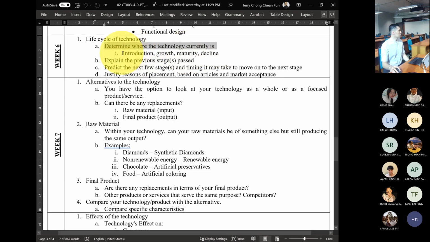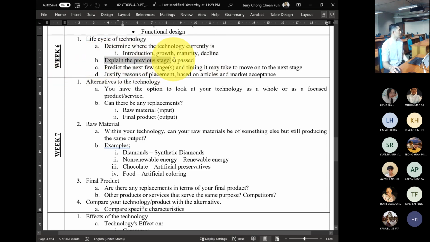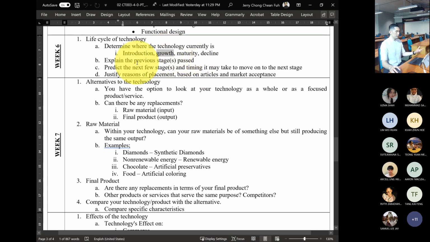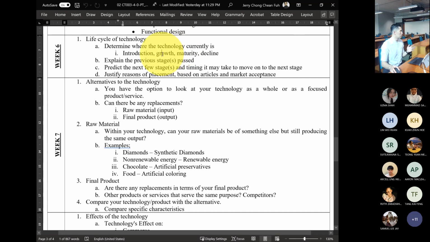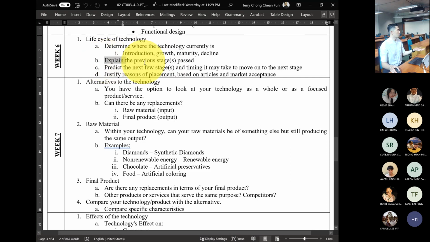I will explain this further because, as I mentioned, we will cover this in your lecture this week. Explain the previous stages that have passed. So, for example, if you place them under growth, you will also need to explain when the technology went through introduction. How many years ago was it going through that phase, that now you're saying it's under growth? If you're saying that your technology has started maturing, it has reached a stage where the technology doesn't change much anymore, has reached its maximum capacity, then you'll have to explain when it went through growth and when it went through introduction. That's the idea behind point B.